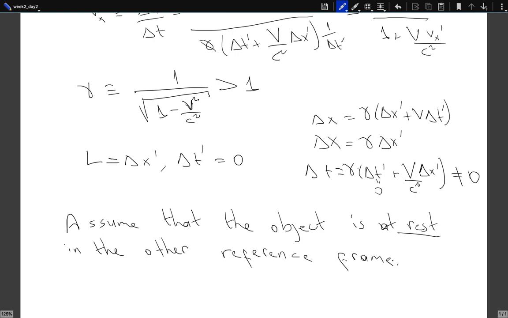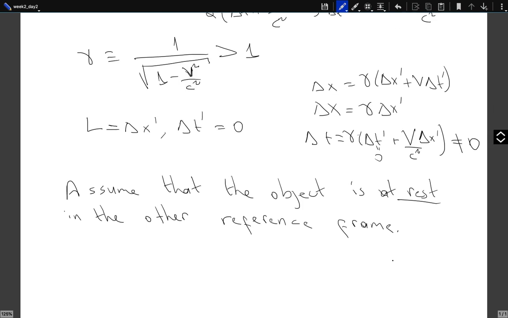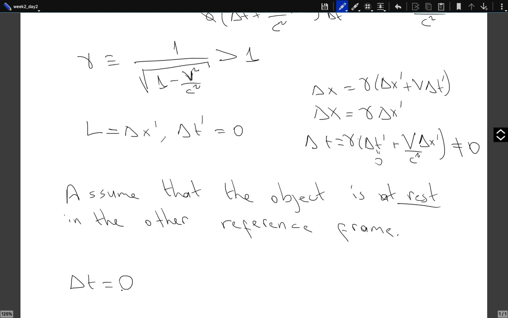Okay, now let's make this assumption. In the other reference frame, the object is at rest. Now, why does this simplify it? Because now I don't need to measure the beginning and the end of the object at the same time. The object is at rest, so they are not changing. So I can measure the beginning of the object and the end of the object at any time I like. I don't need to have this delta t prime equal to 0 constraint now. But if I am measuring the length, my measurements should happen simultaneously. Delta t should be 0. The delta t of the measurements that I make should be 0.